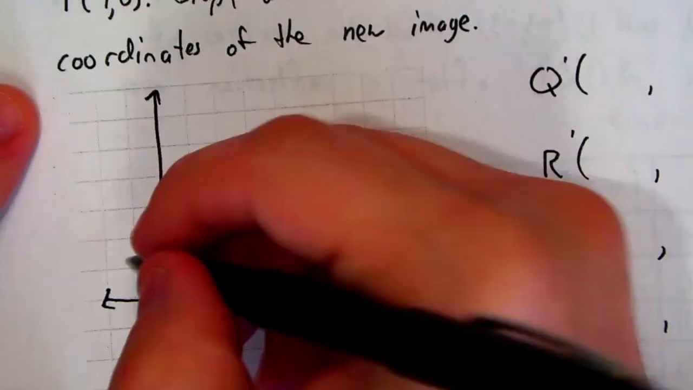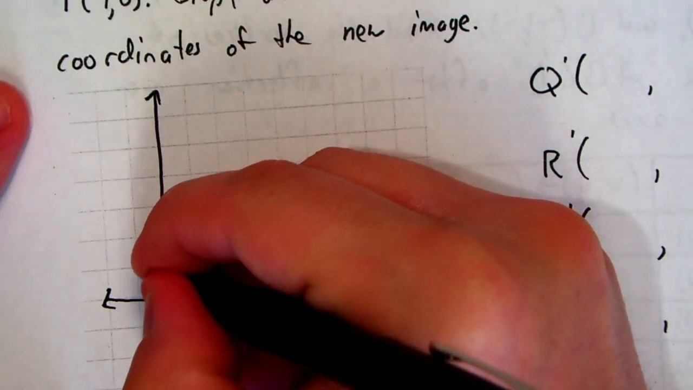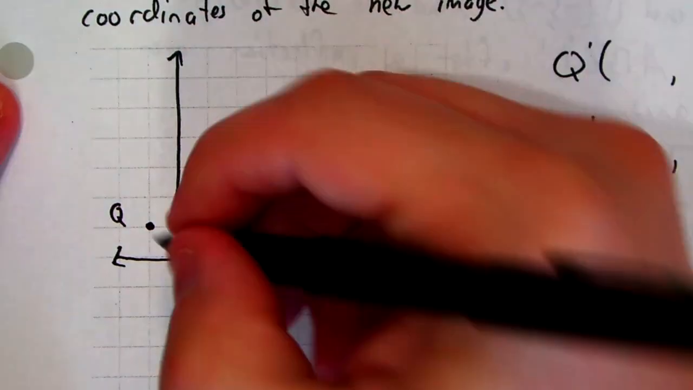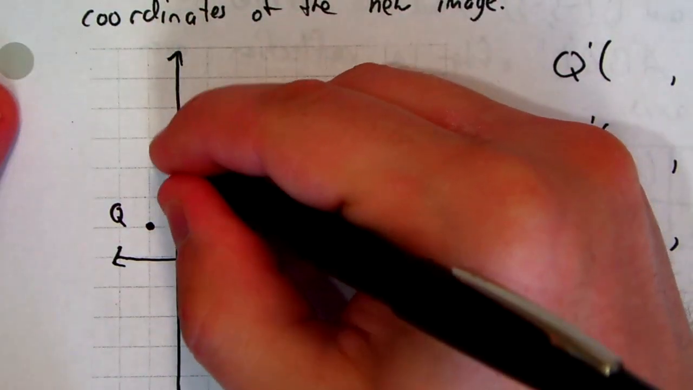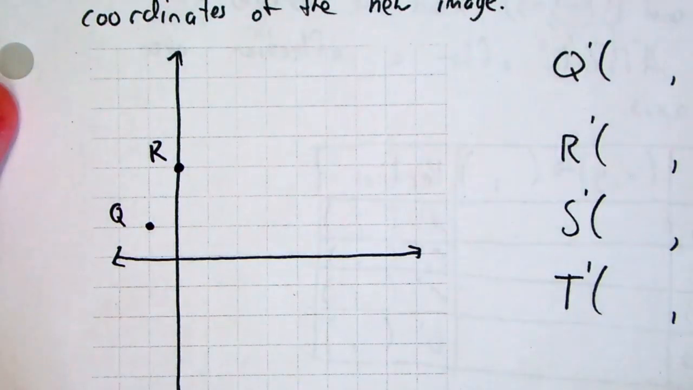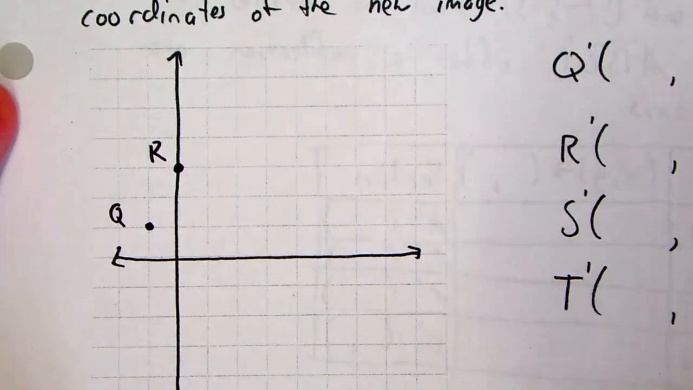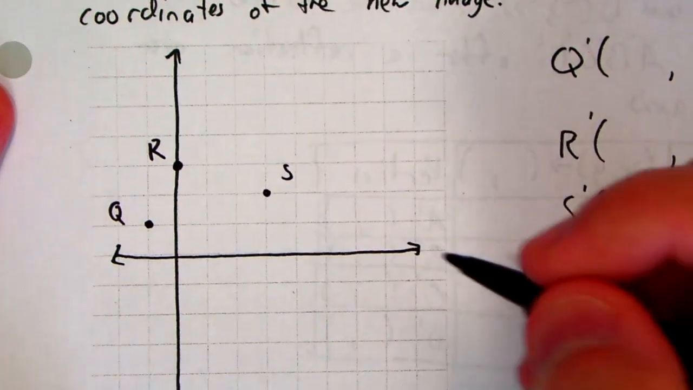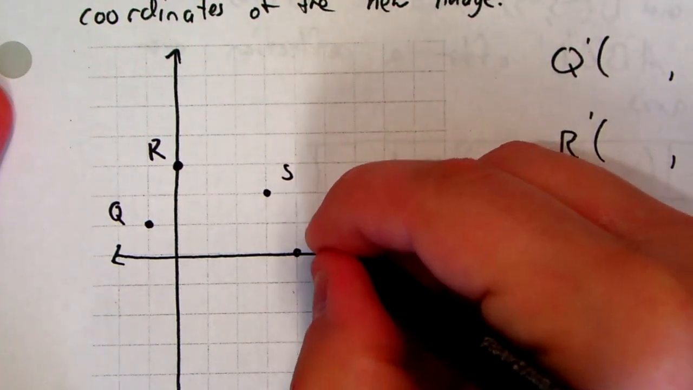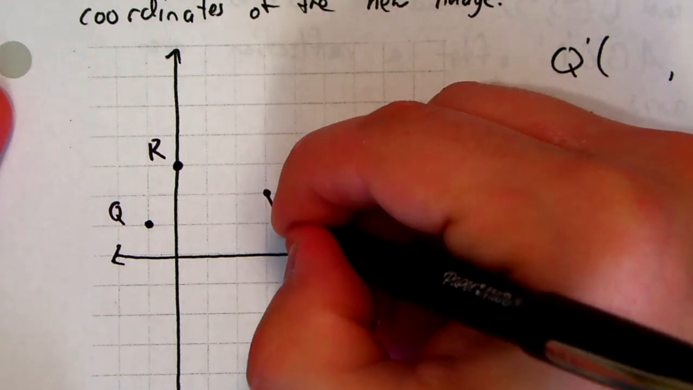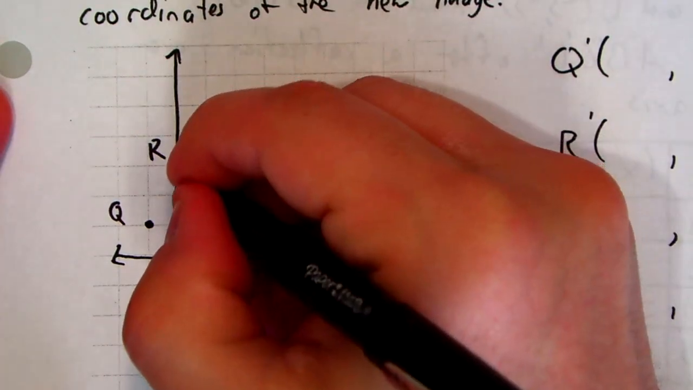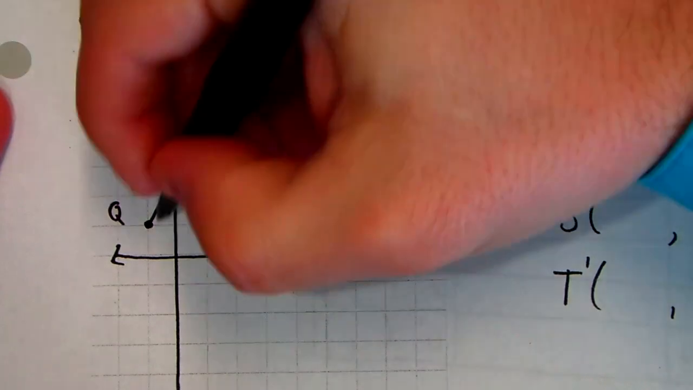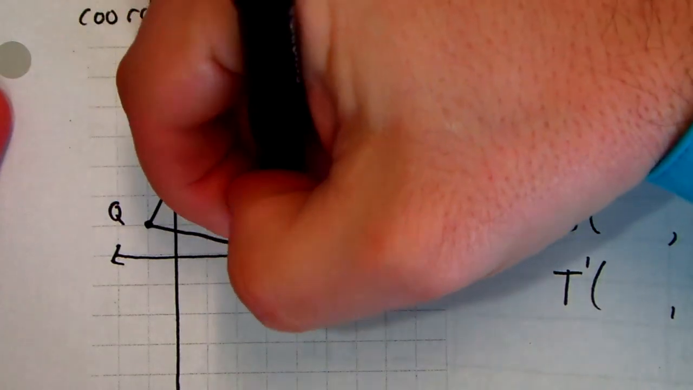So Q is negative 1, 1. So this is Q. R is 0, 3. So there's R. S is over 3 and up 2, so here's S. And T is at 4, 0, so here's T. So I'm going to connect all of those ordered pairs with a line like that.